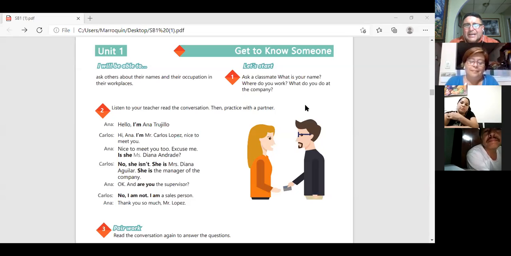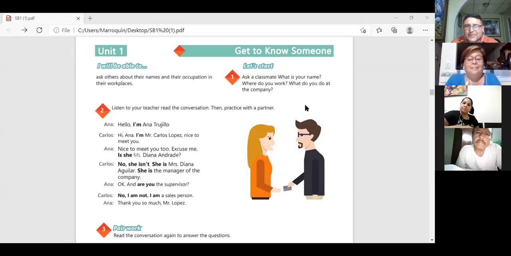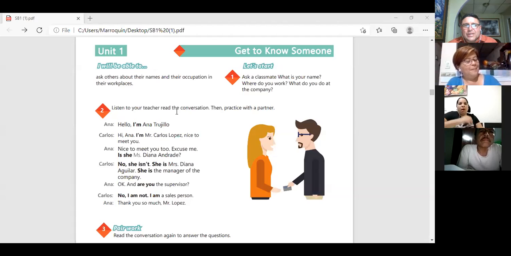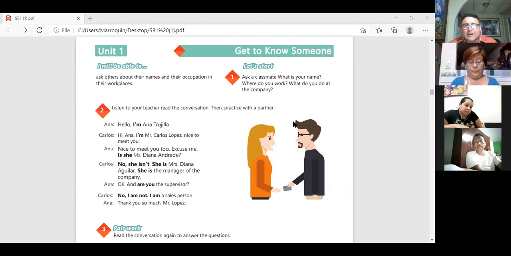Okay. Anybody else? No? Okay. So we go to the next page. We're almost done. We have 11 minutes left. Part two says, listen to your teacher, read the conversation, then practice with a partner. How do you say subrayar in English? Underline. Underline means subrayar.